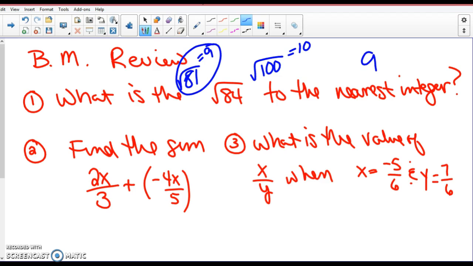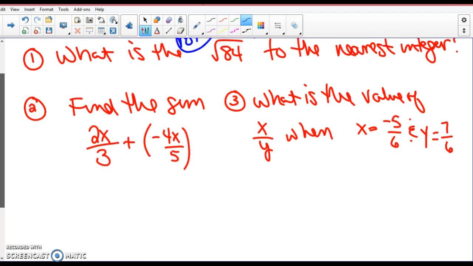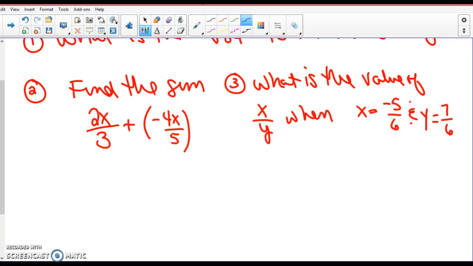All right. Now, this problem, find the sum. You start freaking out because you see fractions with variables, not integers. But don't freak out. What do you need to do when you add or subtract fractions, Charlie? Which would be what in this case? 15. So I need to make both of these into fractions with a denominator of 15.